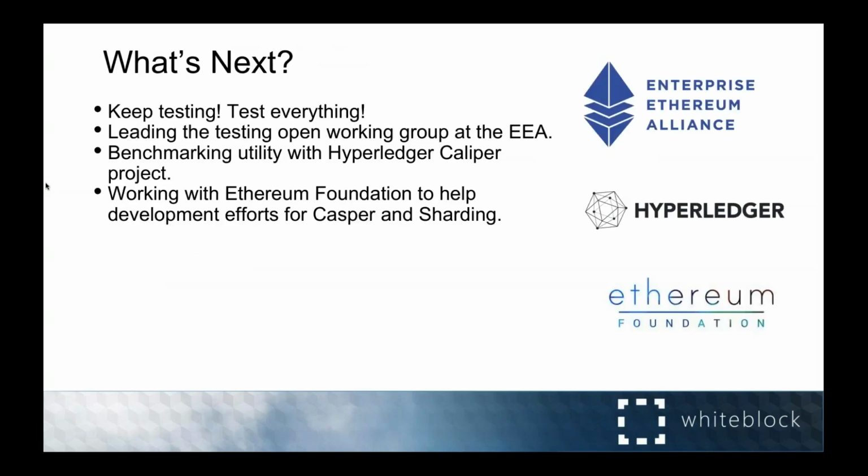So what are we doing? We're testing everything. We're working with the EEA, and we're working with the testing open work group. We're working with the Hyperledger Caliper project, a benchmarking utility. We're working with the Ethereum Foundation, and we're running some tests for Casper and sharding. We're working with Consensus. We're about to start working with them, and yeah.